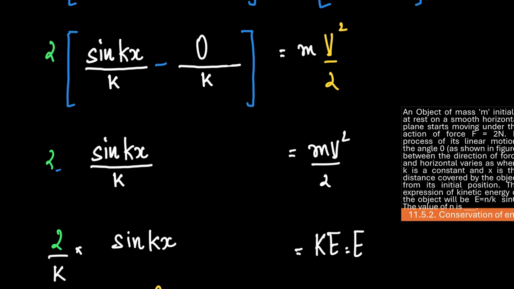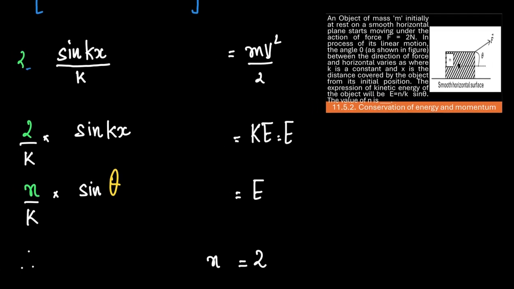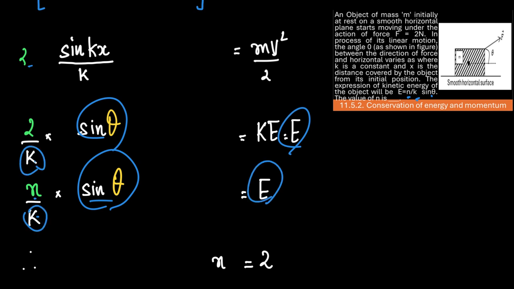What is mv square by 2? It is the kinetic energy. And what is the kinetic energy given to us as? Given in the question, the kinetic energy is n by k sin theta. So kinetic energy is n by k into sin theta. Now if we compare these two equations, kx can be replaced by theta, since it is given in the question that kx is theta. Therefore, comparing these two equations, sin theta and k are common, and the only variable is n, and 2. So by comparing these two equations, we can say the value of n is equal to 2.